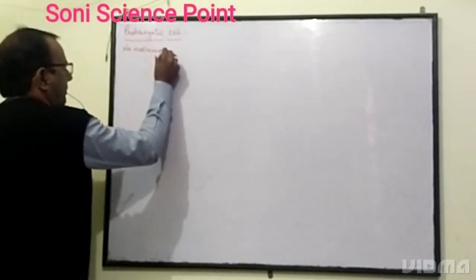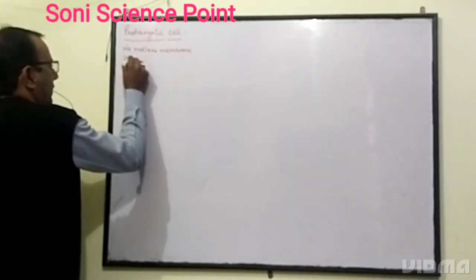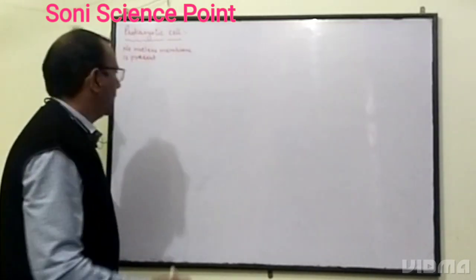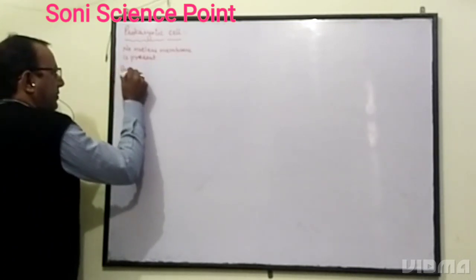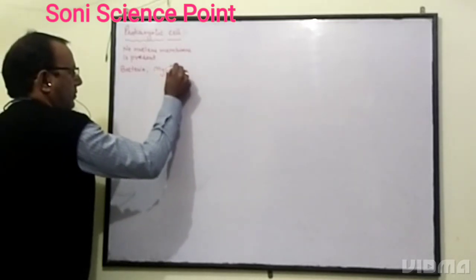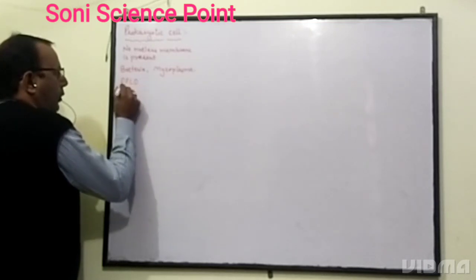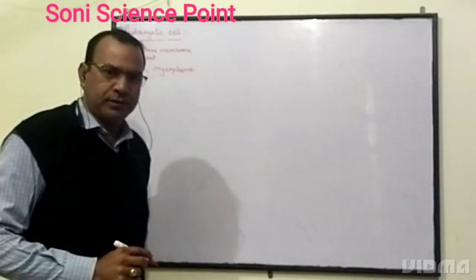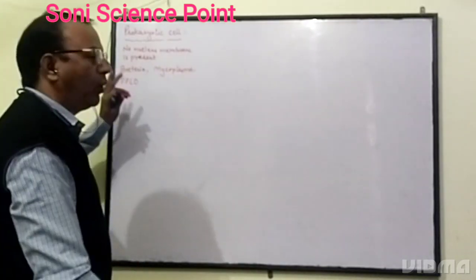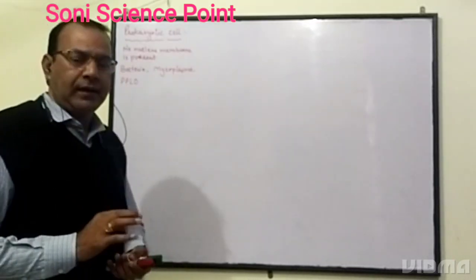If no nucleus membrane is present, that cell is called a prokaryotic cell, such as bacteria, mycoplasma, PPLO, pleuropneumonia-like organisms. Cyanobacteria, the blue-green algae, also don't contain any nucleus membrane, so they are categorized as prokaryotic cells.